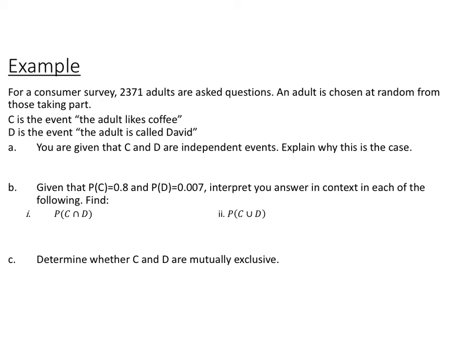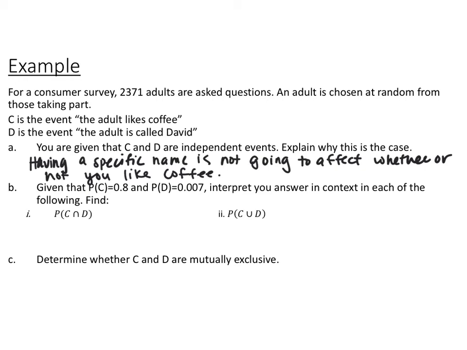So think about the situation, and given the context, why would these be independent of each other, knowing the definition for independent events. So go ahead and pause the video and try that. So we know they're independent. If you think about the context, having a specific name is not going to affect whether or not you like coffee. So that's why they're independent events.